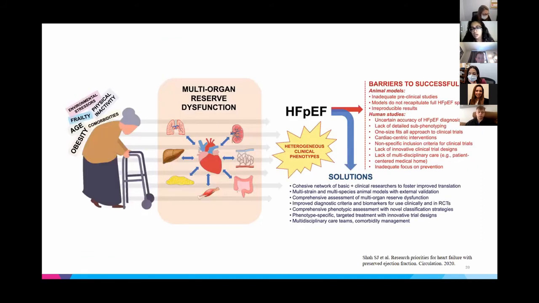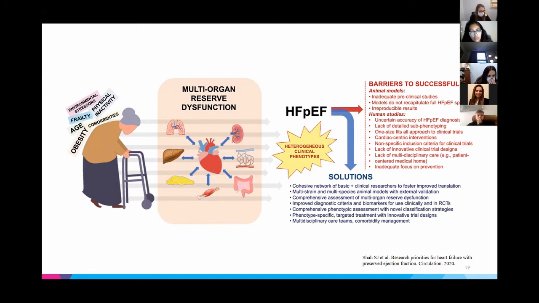And so this is a cartoon that summarizes the barriers and solutions for a successful translation of therapeutics for heart failure with preserved ejection fraction. HFpEF is the culmination of several risk factors that we've discussed, including age, comorbidities, particularly obesity, AFib, sedentary lifestyle, and environmental stressors that lead to multi-organ reserve dysfunction. That is the inability of the body to adequately tolerate this, which involves not only the heart, but also the kidneys, the lungs, the microvasculature, adipose tissue, and skeletal muscle.